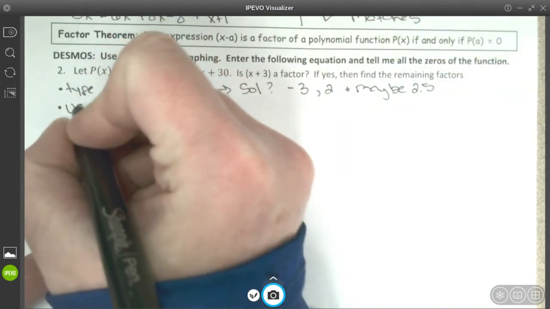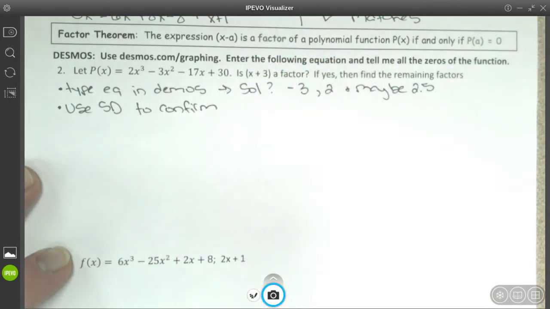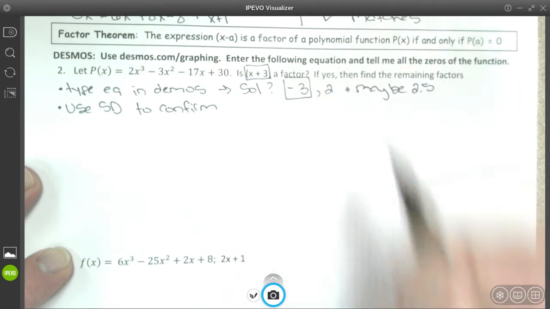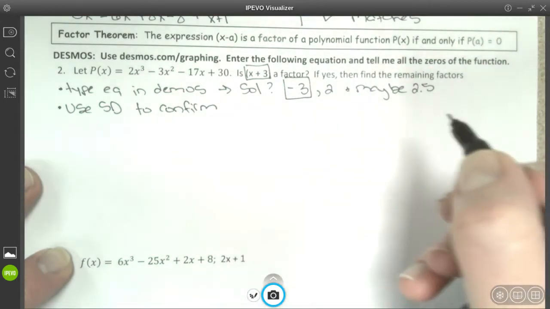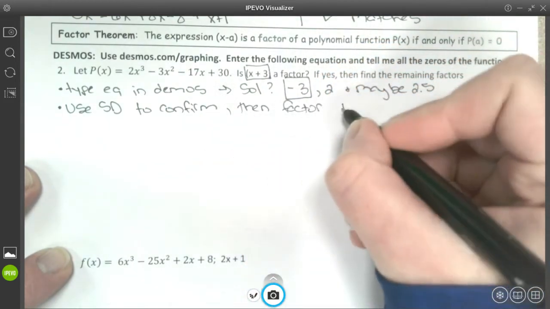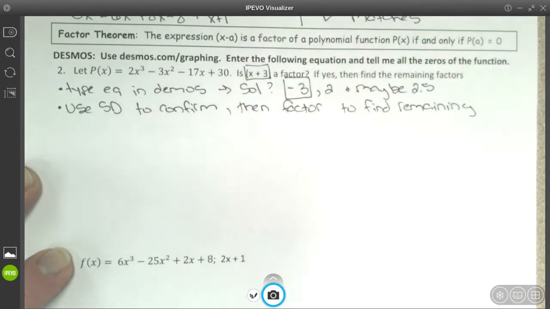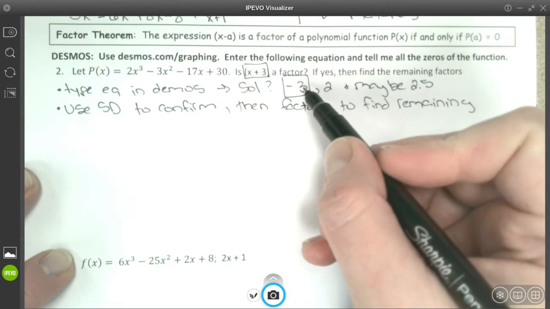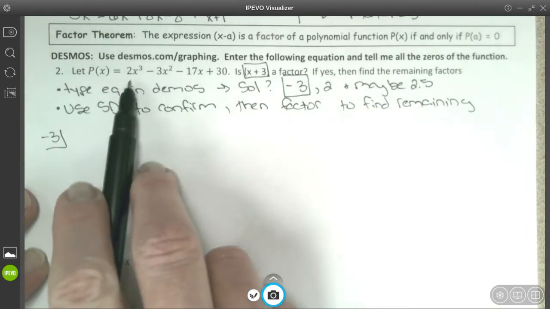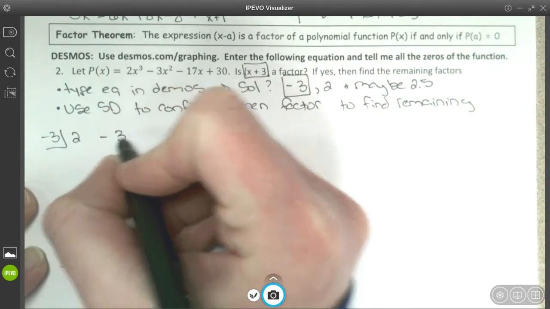So what's my plan? I'm going to use synthetic division to confirm that, so if x plus 3 is a factor, then that means -3 is a solution. So I'm going to use synthetic division to confirm. And then I'm going to factor to find the remaining ones. And remember, we know that something is a solution when your remainder equals 0. So I'm going to run synthetic division. Filler zeros, 3, 2, 1, none. I don't need any filler zeros in this particular problem.